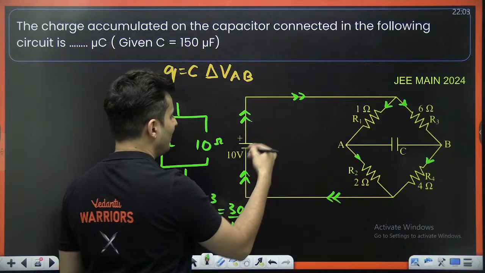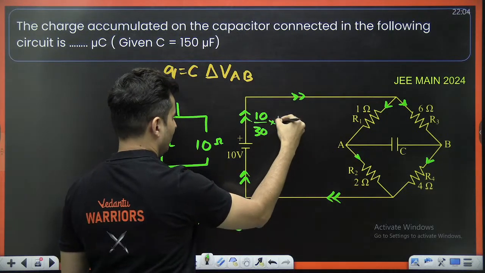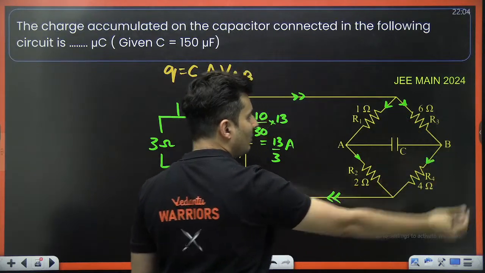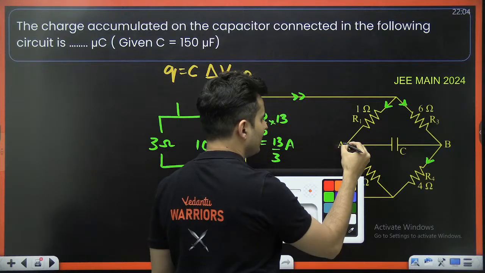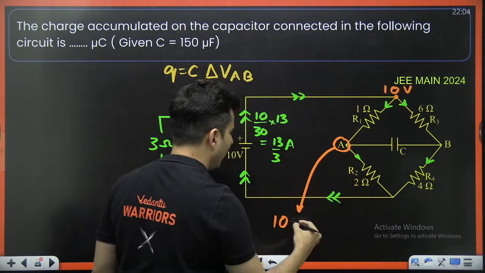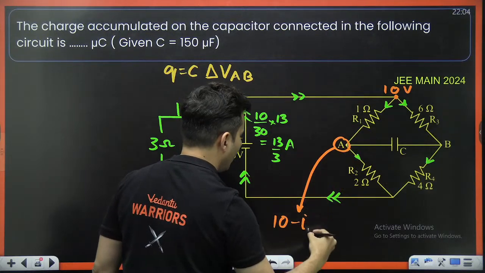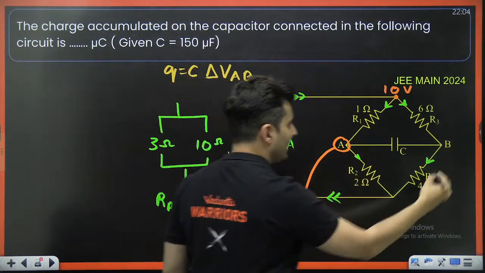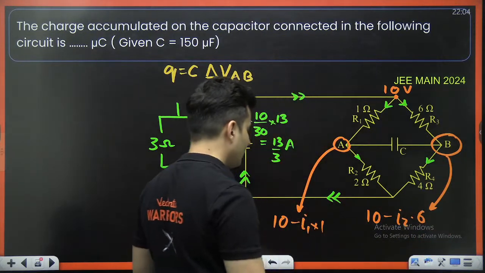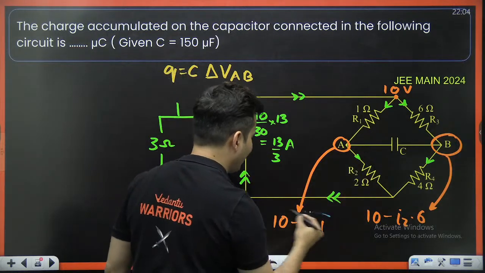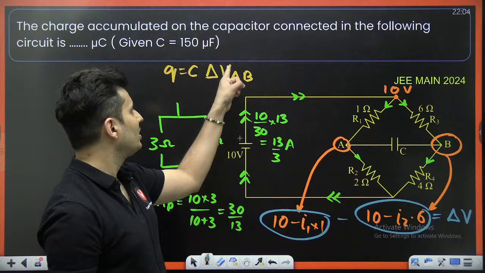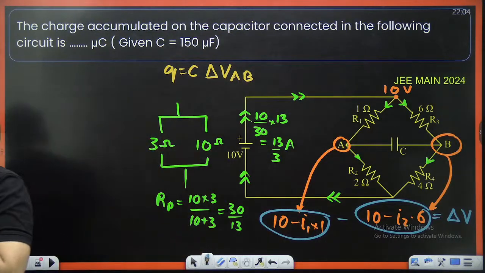The current is going to be voltage divided by the resistance, which is 30 by 13. This will become 13 by 3 amperes. Then you find the currents which are getting divided. Then you find the voltage at this point. At this point it was 10 volts, and you're dropping it, so 10 minus I1 R1, where R1 is 1 ohm. Then you find the voltage at this point: 10 minus I2 into R3, where R3 is basically 6. Then you find the difference of the two. That will give you the voltage difference. Then substitute it here and calculate. That is the procedure.